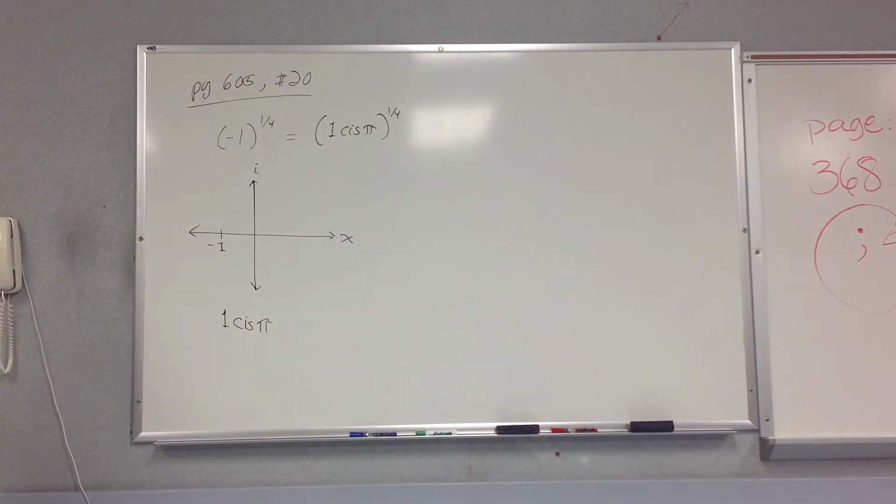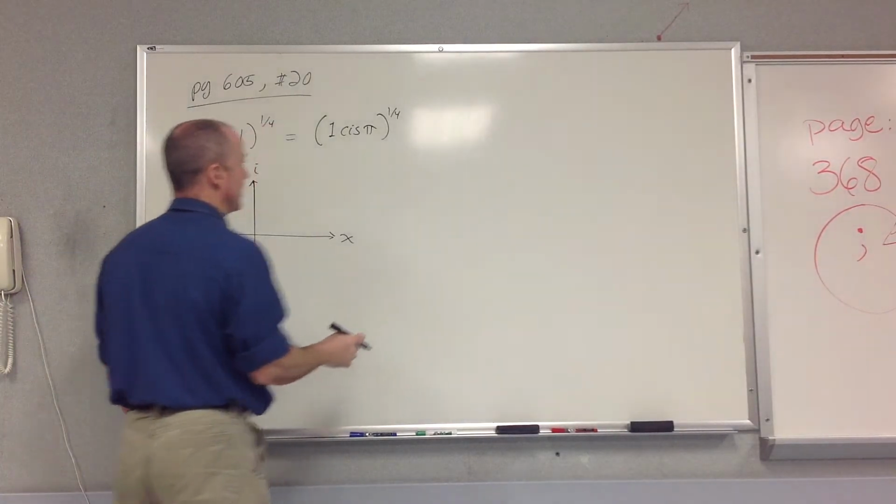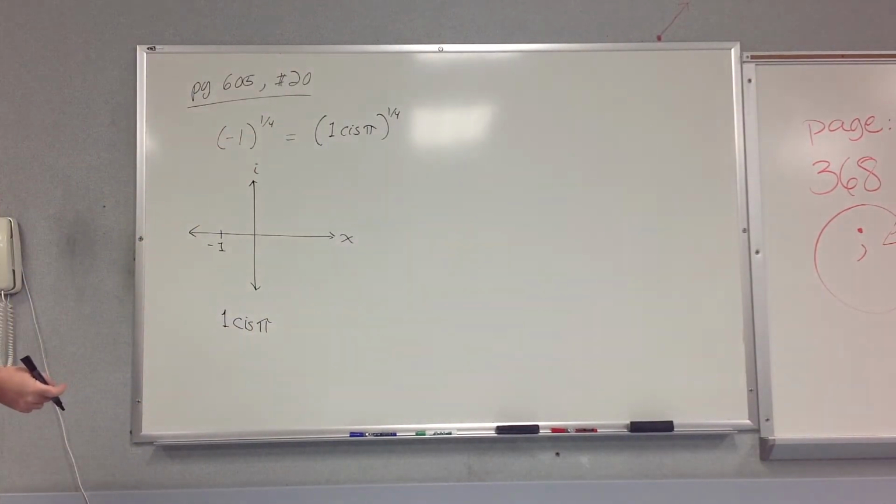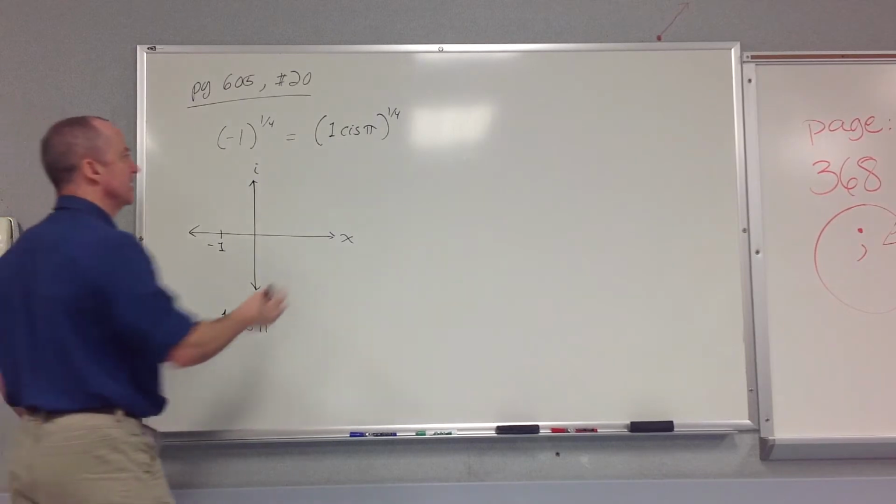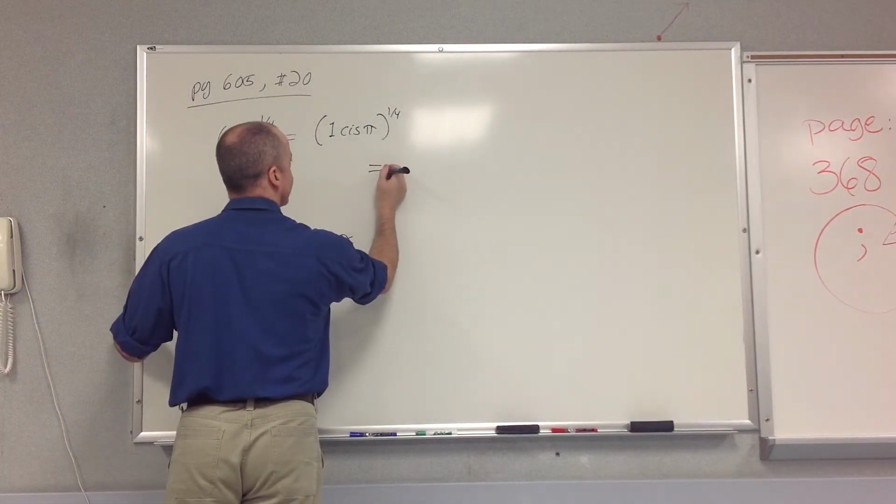Would it just be cis pi? Could you write it like that, or would you have to put the 1? You don't have to put, that's a good question. I don't think I've ever seen just cis pi, but you shouldn't have to put the 1. I'm not sure. Let's put it to be safe.